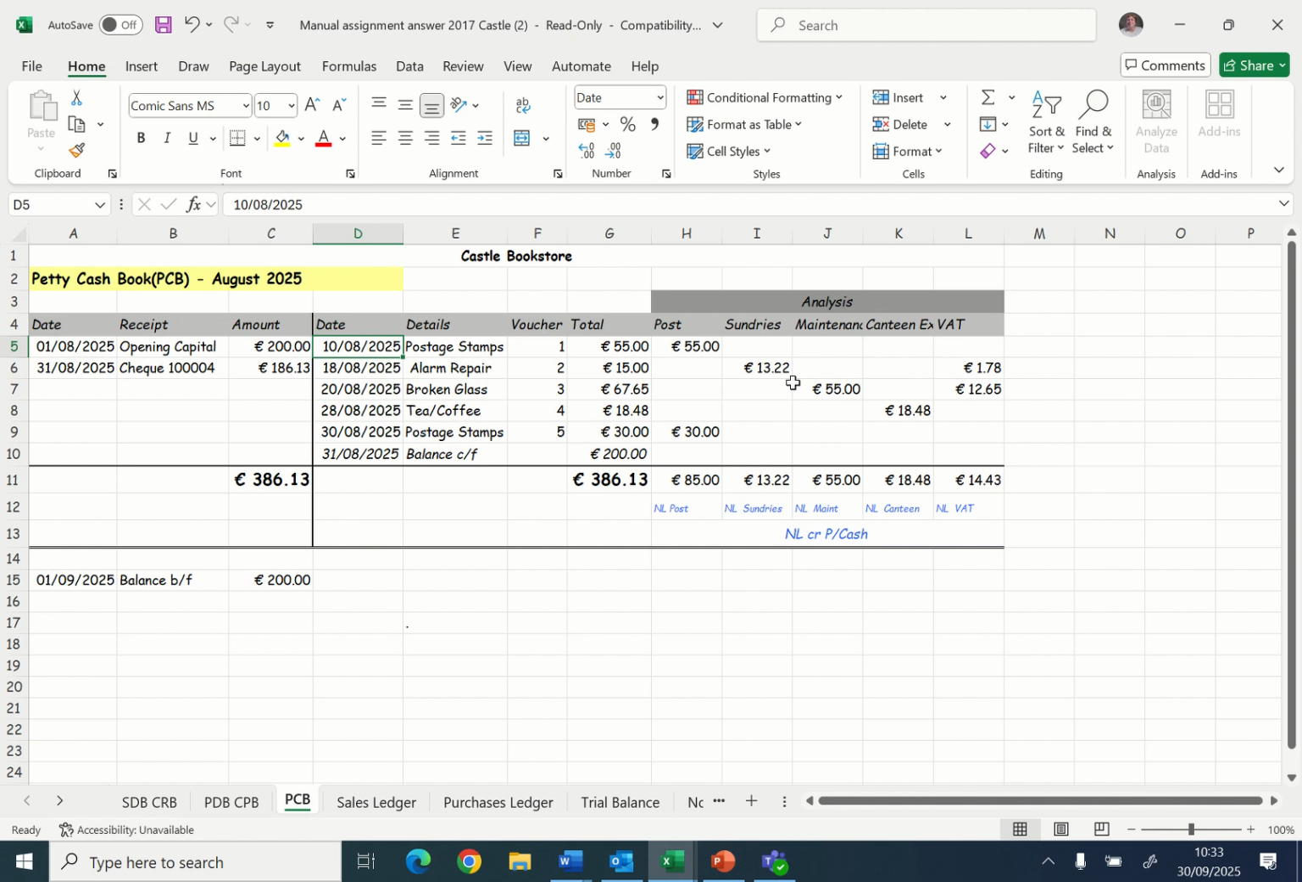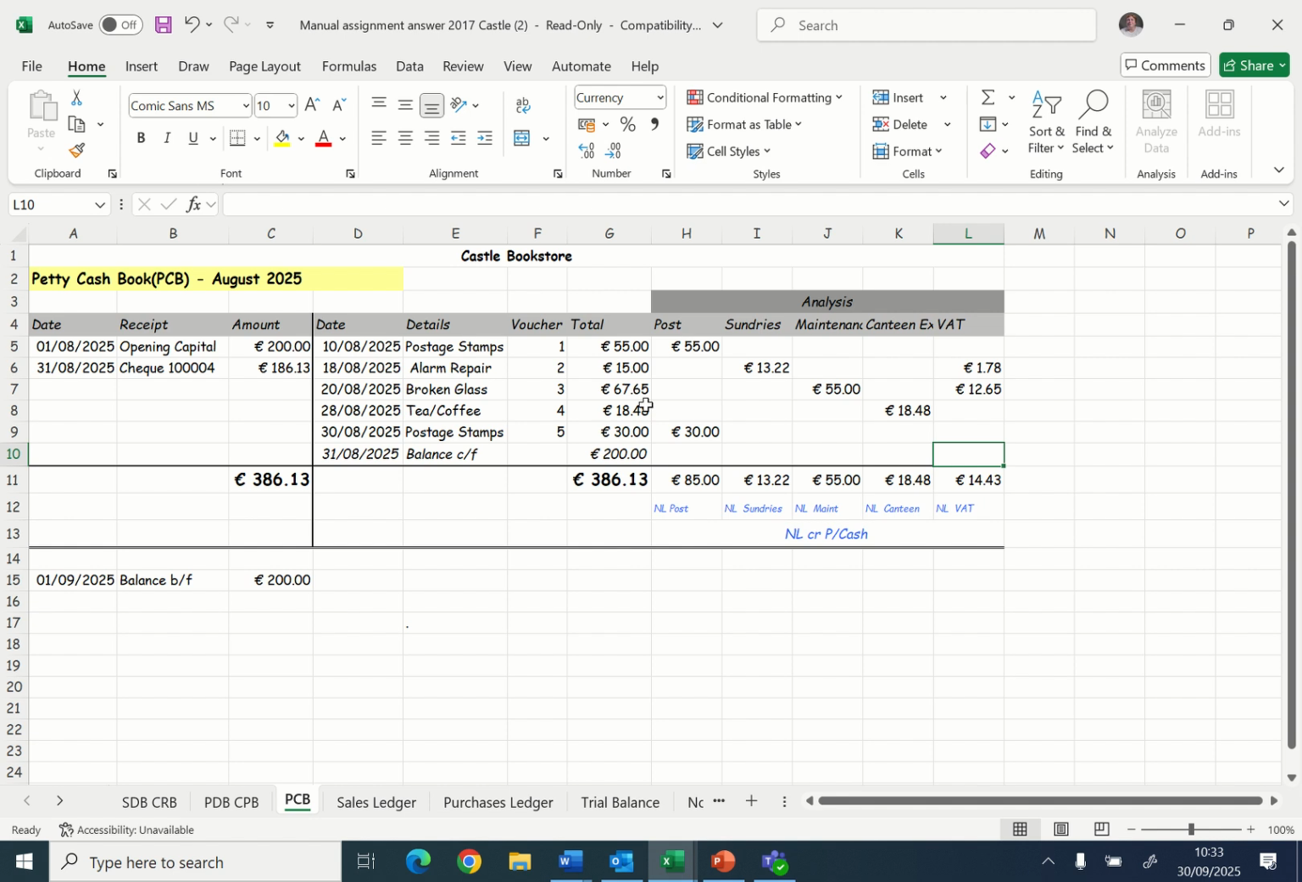So you see there, our first one was on the 10th of August. Voucher number one was for postage stamps, €55, and we've broken it down that the analysis is post. The next one then was the 18th of August. We had voucher number two. It was for alarm repair. It was for a total of €15. It was 13.22 in sundry and 1.78 in VAT. Okay, so we just pop in all of our voucher details from our petty cash vouchers.